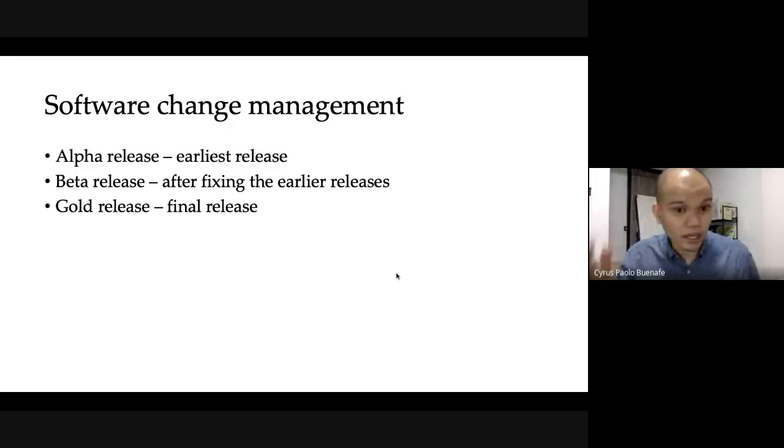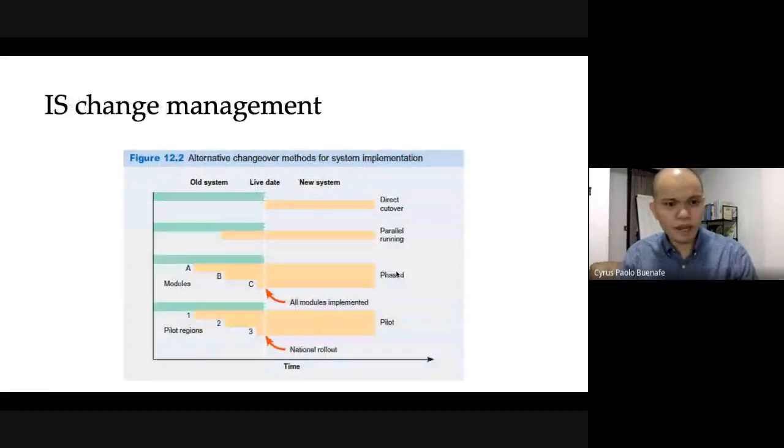Now, when we talk about information systems change management, this picture will actually give us a good insight into the different types of rollouts, or implementations. There are four of them. The first one is a direct cutover.